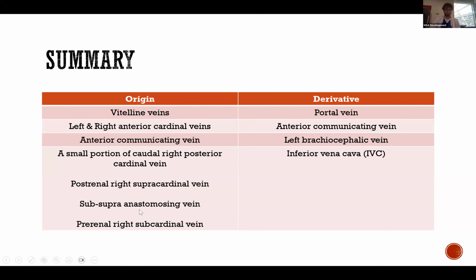Trick question: which of those four, if the left version of it was there, would give us a double inferior vena cava? It's this one, the post-renal right supracardinal vein. If we have a left one, we would have a double inferior vena cava.